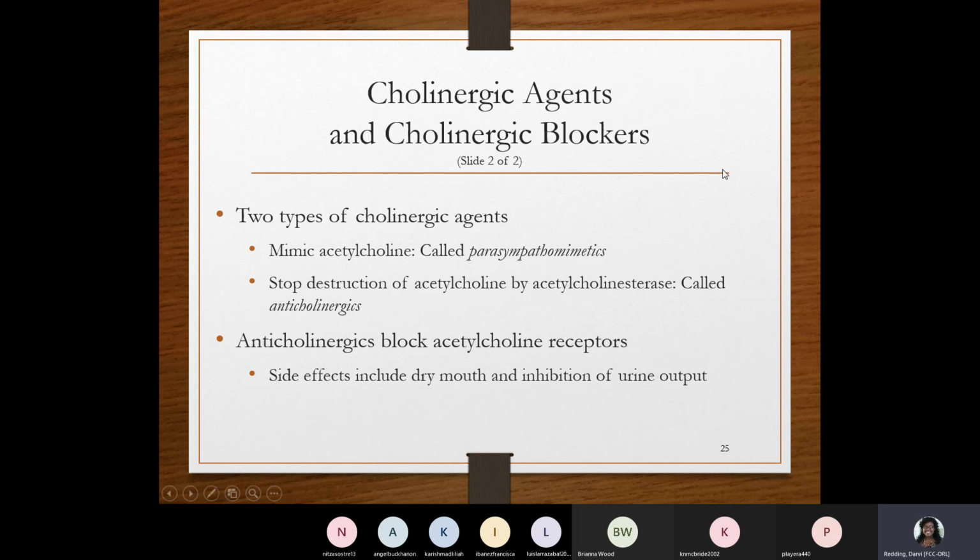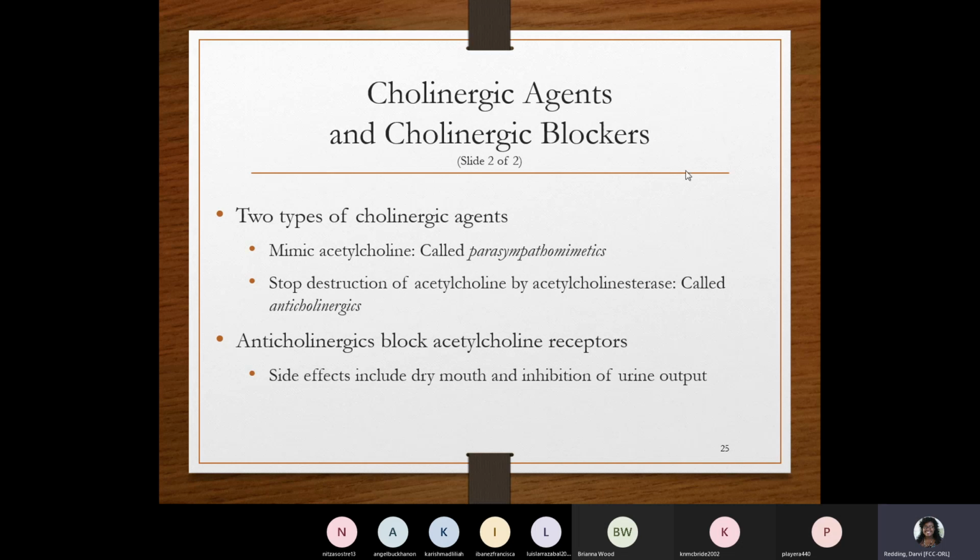And so there are some side effects, which include dry mouth and also the inhibition of urine output. That basically means the person might even have to take like a mouth rinse because of dry mouth. The saliva dries out in their mouth quickly.